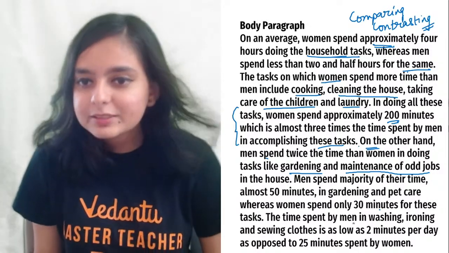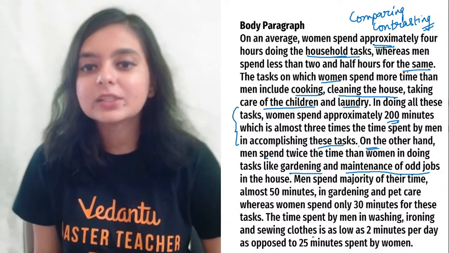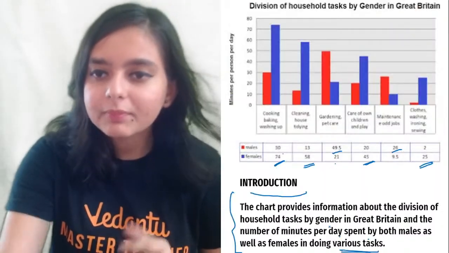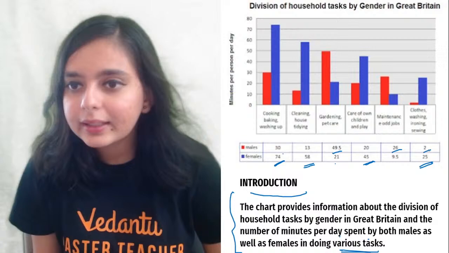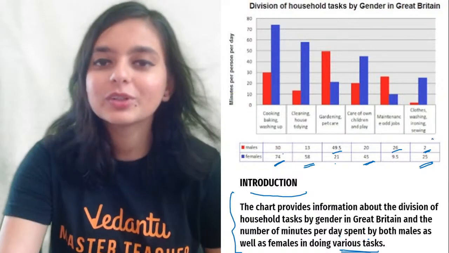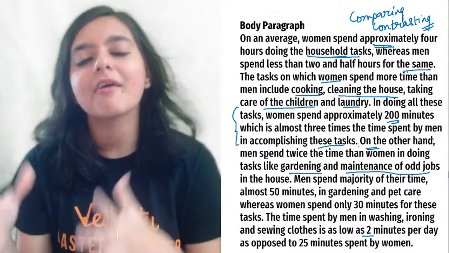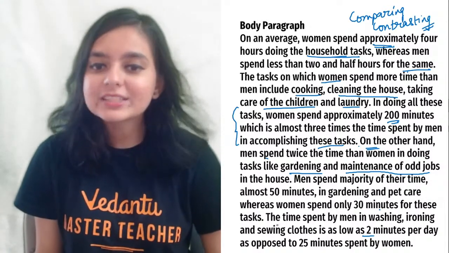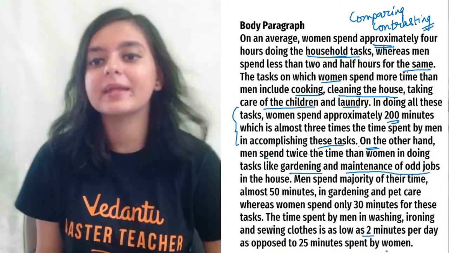Alright. The time spent by men in washing, ironing, sewing clothes is as low as 2 minutes per day. So you can see from the graph itself, nothing to worry. Here see 2, right? So just have to represent the graph in words. That's it, very simple. 2 minutes per day as opposed to 25 minutes spent by women.